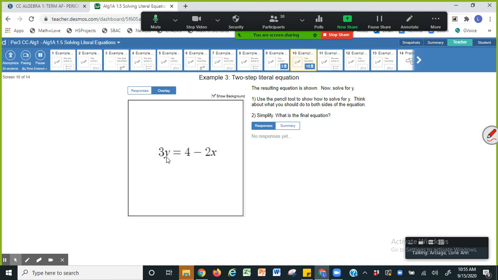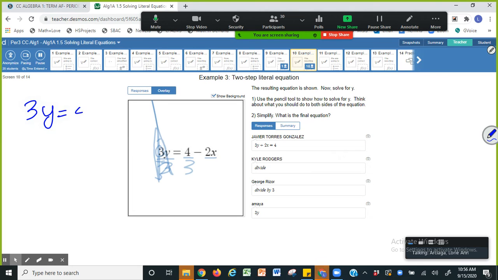So if you find yourself wondering what operation am I going to do, Emily said divide, right? Okay, so pretty much the operation that was used gives you a clue as to how you're going to undo it. Since 3 and y are side by side, it means they were multiplied. So to undo multiplication, you have to divide by 3. That's great. So when you divide by 3, make sure that you divide everything, not just the 3y. Whatever you do to the left, you have to do to the right. And if they can't simplify, you're going to keep them in fraction form.